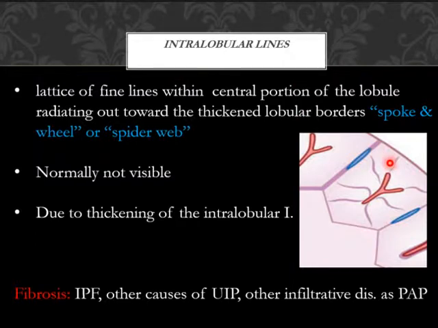Intralobular lines are located within the lobulus and radiate out toward the thickened lobular border. You have thickened septum and also intralobular lines in a spoke and wheel or spider web appearance. They are normally not visible, and they are due to thickening of the intralobular interstitium, which normally cannot be seen. They are usually seen in the case of fibrosis and end-stage diseases like idiopathic fibrosis and other causes of usual interstitial pneumonitis.